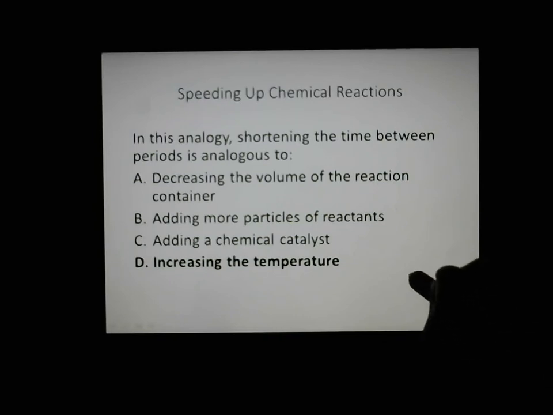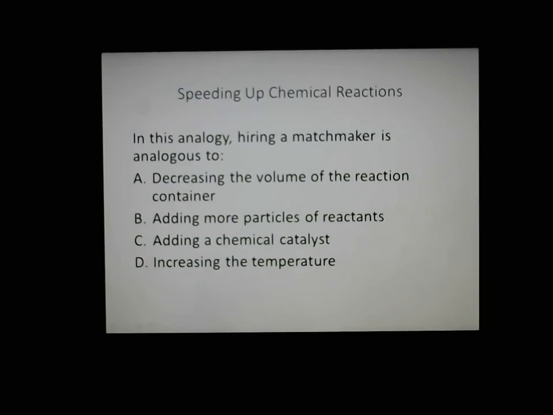And our last one here, hiring a matchmaker. Well, that's a chemical catalyst. As you saw in the diagram, also in the video, the catalyst basically brings two atoms together in the right orientation, or two compounds together in the right orientation, so that it's easier for the reaction to occur. Our body has a lot of these. They're called enzymes.